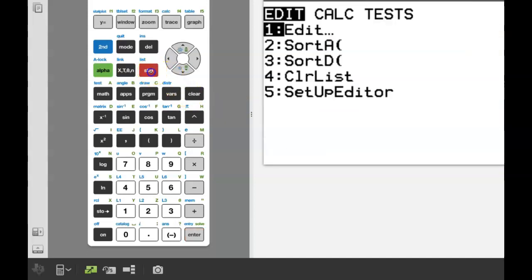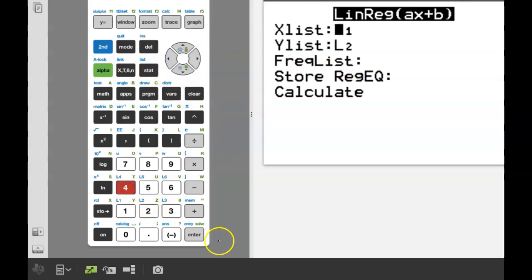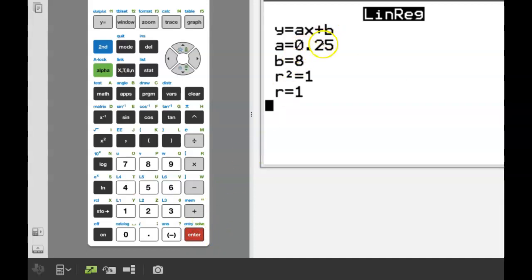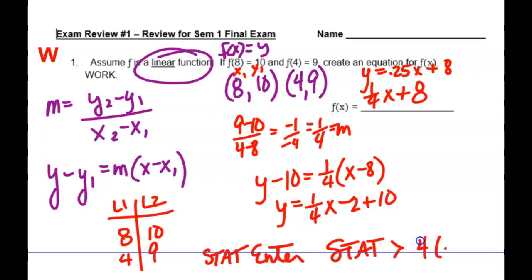Okay, and then it's stat right arrow choice 4 to get the line of regression. You don't need to store anything, so you can just go all the way down to calculate and hit enter. Whoops. And this is telling you A, the slope is 0.25, and B is 8. Would I accept if you wrote y equals 0.25x plus 8? Absolutely. Okay. So that was stat, enter to put the list in, and then stat, right arrow, choice 4, line of regression would be your other possibility.